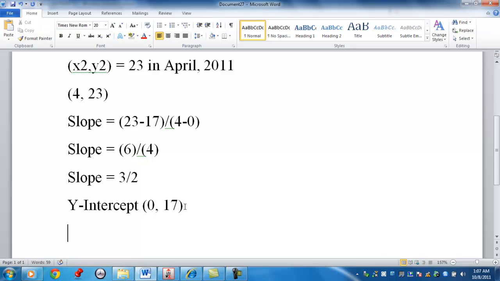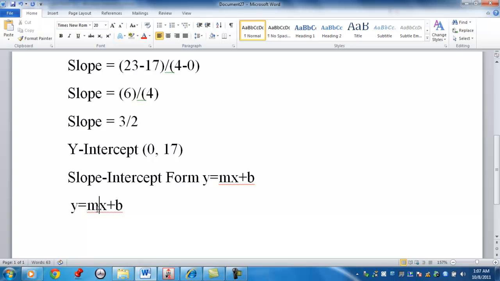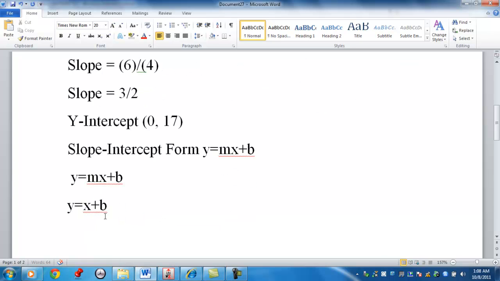I'm going to use the equation in slope-intercept form, y equals mx plus b. I know my slope, I know my y-intercept. So the equation will now be, let me just rewrite it again. The slope is the m value, which should be 3 halves. Slope is the number that's going to go in front of the x. The b value is going to be 17.